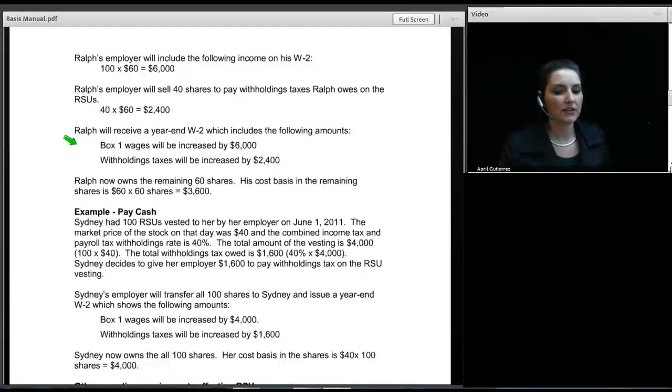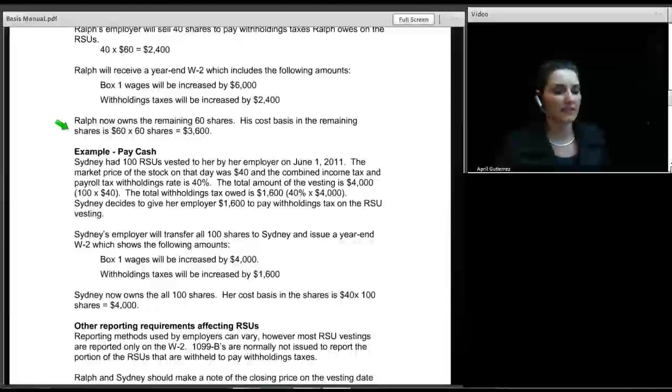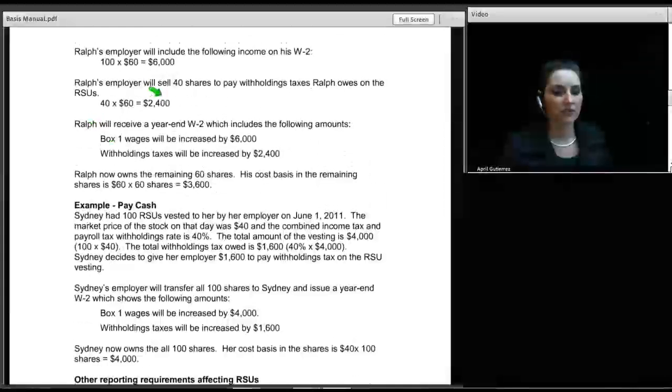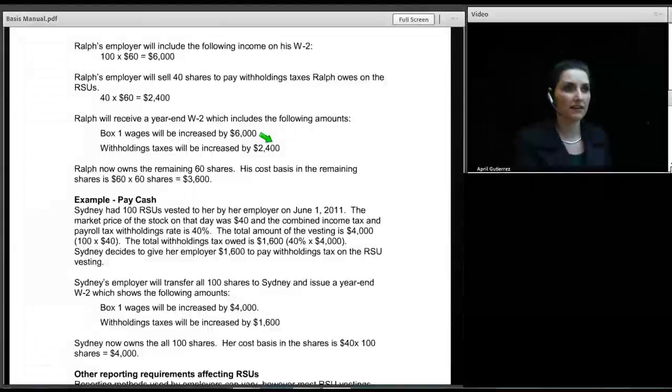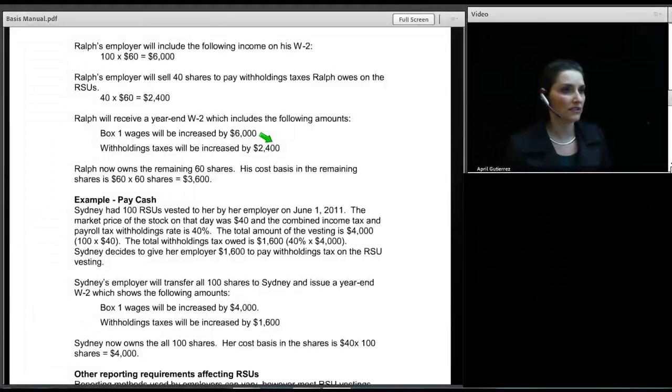Ralph will receive a year-end W-2 which includes the following. Box 1 wages will be increased by the $6,000 and the withholding taxes will be increased by $2,400. Ralph now owns the remaining 60 shares and his cost basis in the remaining 60 shares is $60 per share. So he's grossed up by $6,000, $2,400 of shares were not given to him because they were used to pay his tax. So what he has left over is 60 shares at $60 per share.